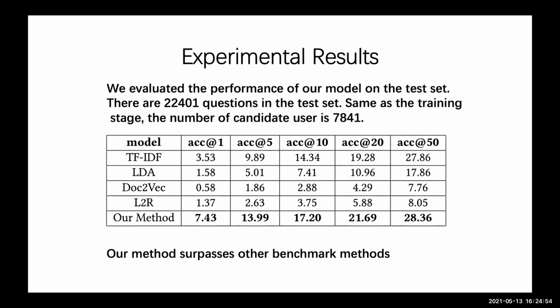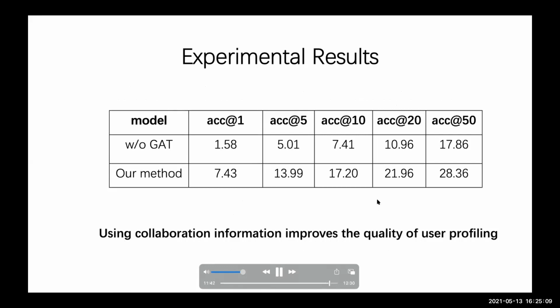As we can see from the table, our approach achieves an effect that exceeds the other baseline methods after tuning parameters for every approach. And as we can see from this model, without the graph attention network optimizing the user vector based on the collaboration network, the accuracy drops a lot. It proves that using collaboration information has a positive effect on improving the quality of user profiling.